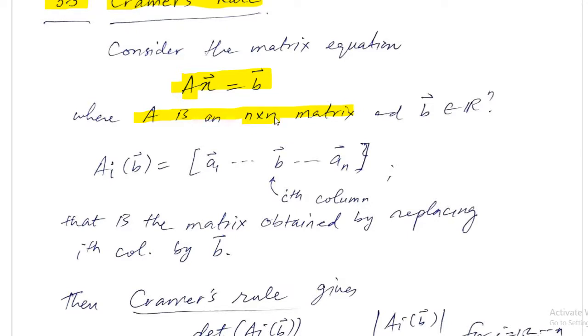It means the number of equations and number of unknowns are equal. If you have 3 unknowns, you should have 3 equations. If you have 2 unknowns, you should have 2 equations. If you have 5 unknowns, you should have 5 equations. So A matrix, coefficient matrix should be a square matrix.